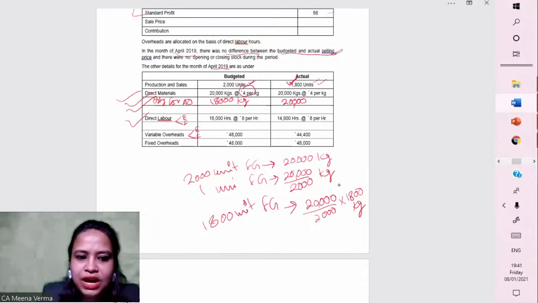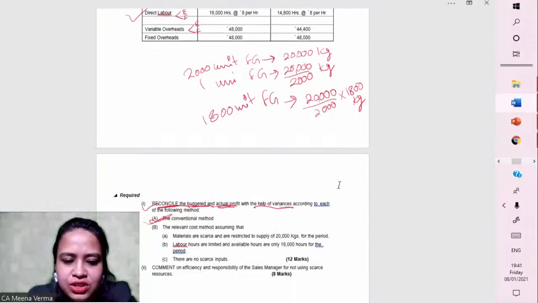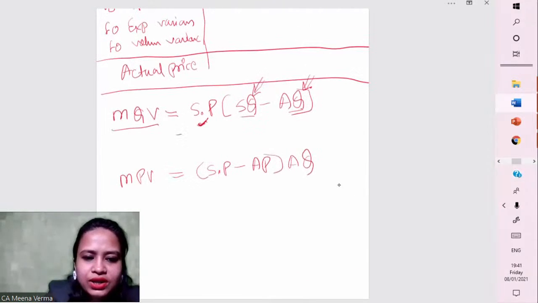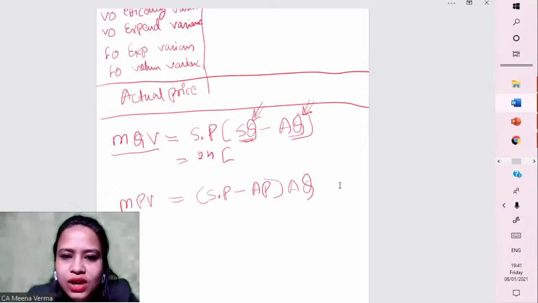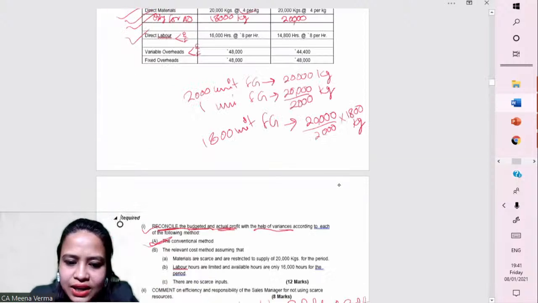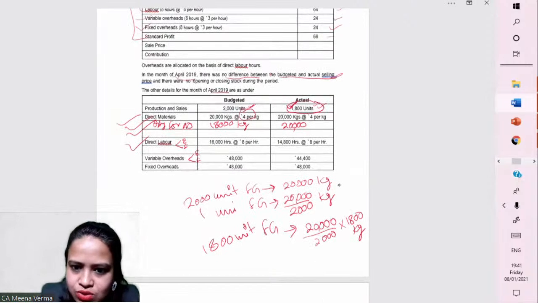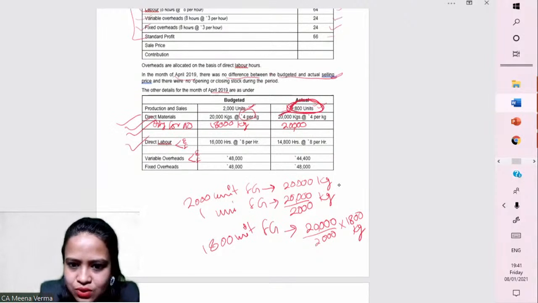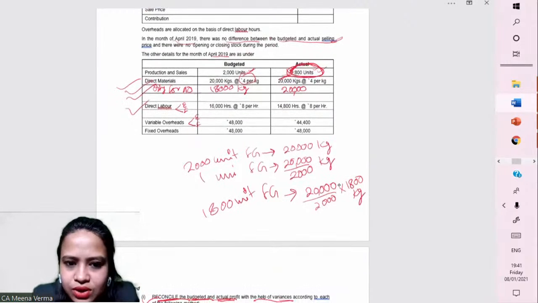₹4 is the standard price of the material, the purchase price of the material. So I hope it is easy for you to calculate this. 4 is the purchase price of the material. Standard quantity for actual output: standard quantity of raw material for actual output. This is the actual output. What is the standard quantity for this actual output? You can see here we have calculated this standard quantity for actual output.